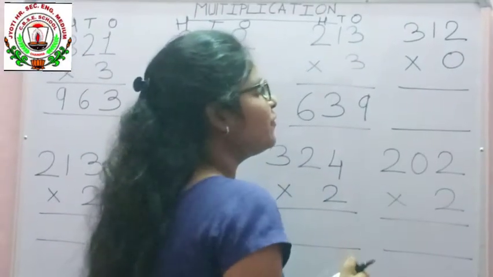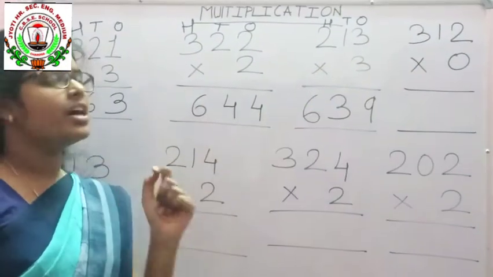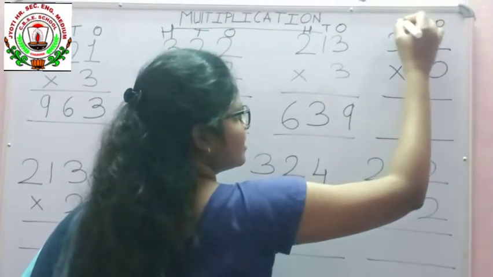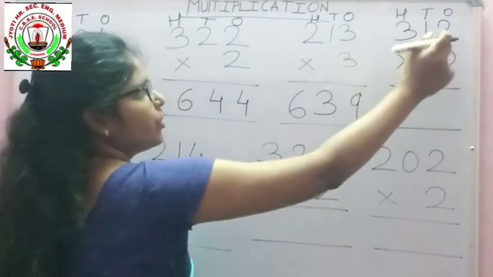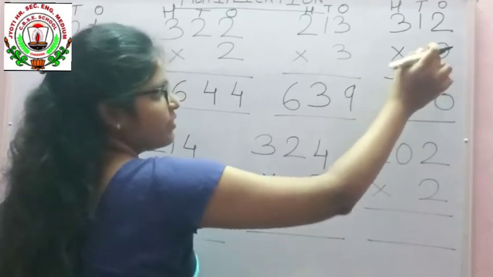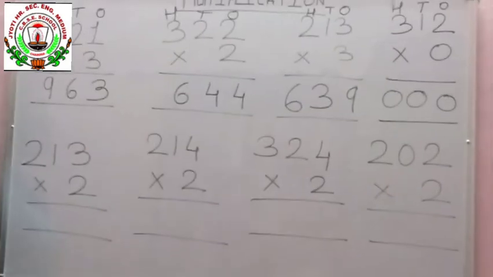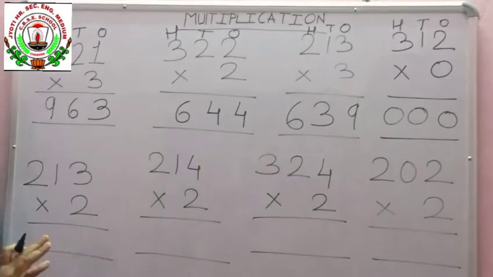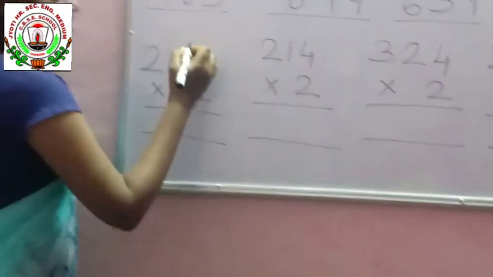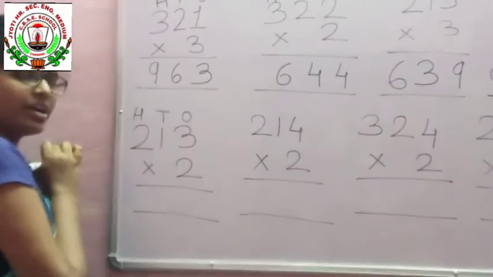Next one. 212 into 0. As you know, if you multiply any number with 0, you get the answer 0 itself. Here also we write ones, tens and hundred. 0 twos are 0 itself, 0 ones are 0 itself, 0 threes are 0 itself. So if you multiply any number with 0, you get the answer 0 itself. Understand?